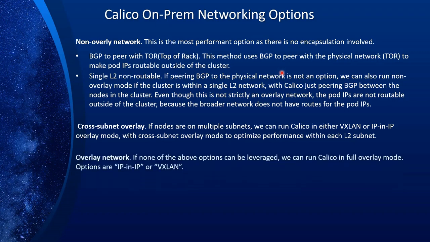And the last one, of course, is using a full overlay network, and that's what we've been using up to this point. And this is a situation where none of this is possible. So we can use either IP-in-IP, which I've used for this demo, or we can use VXLAN. So that's kind of up to you. So these are the options as far as on-prem is concerned.